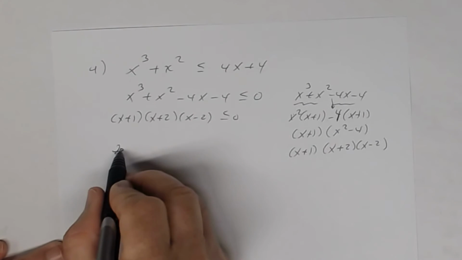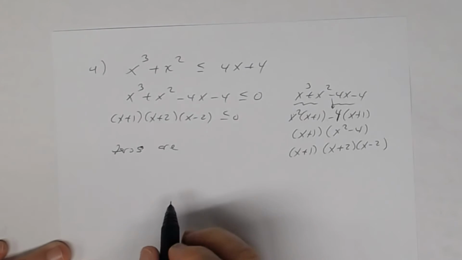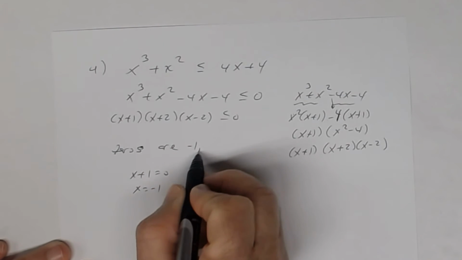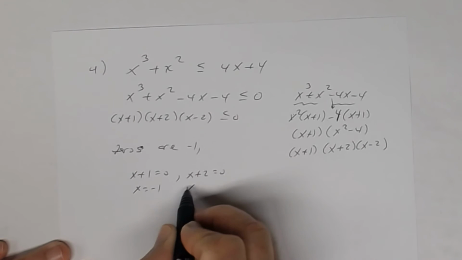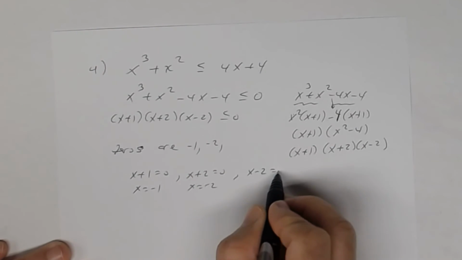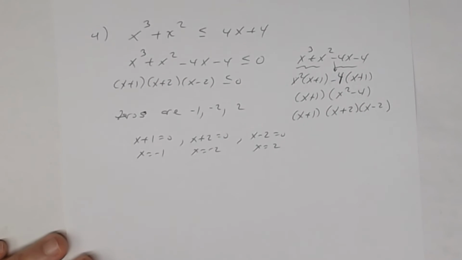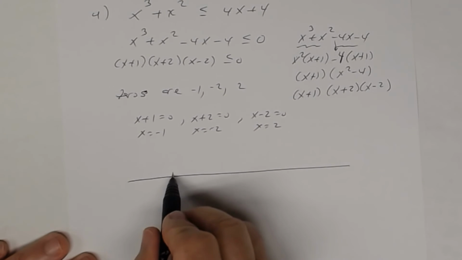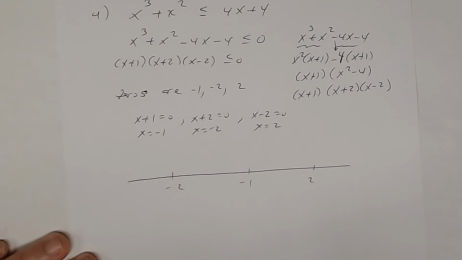All right, so now we're going to find the zeros. So the zeros are, we're going to set each of those factors equal to 0. X plus 1 equals 0, so x is -1. The next one, x plus 2 equals 0, so x equals -2. Next one, x minus 2 equals 0, so x equals 2. So those are your zeros. So we got to put those zeros on the number line, and we're almost done. Put them in order though. -2 comes first, then -1, and then 2.